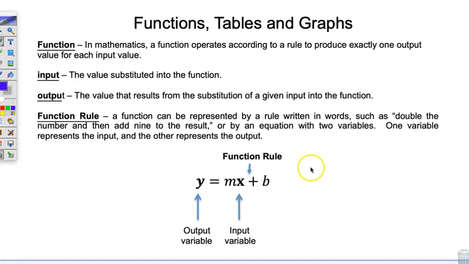A function can be represented by a rule written in words such as double the number and add 9 to the result, or by an equation with two variables. One variable represents the input, the other represents the output. So you can see here we have an equation where y is equal to mx plus b. This entire equation is called the function rule. The y value is always our output variable, while the x value is our input variable.